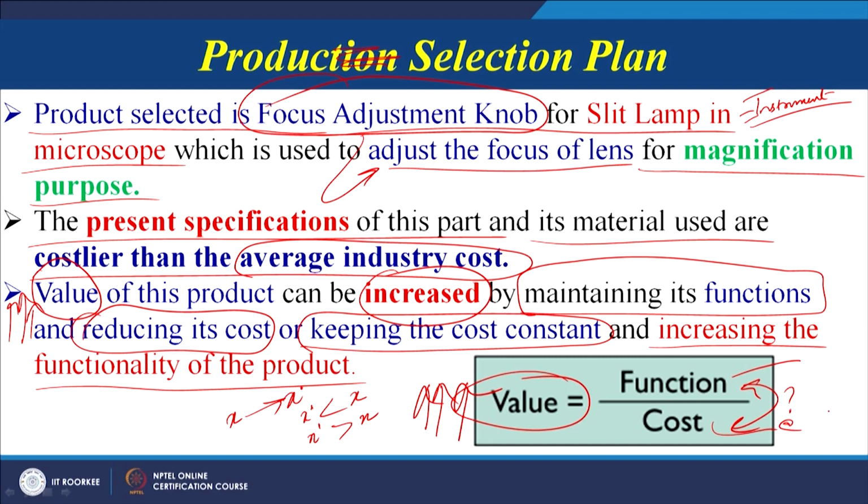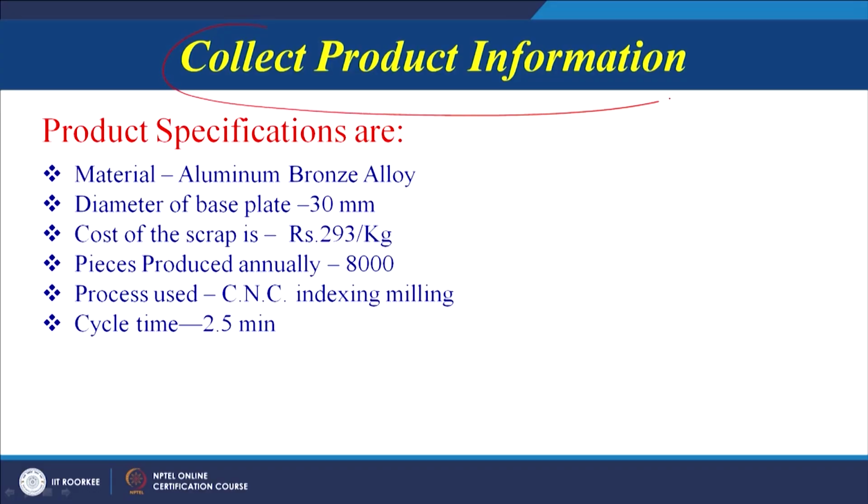So the product is selected, it is a focus adjustment knob, and now we have to see how we are going to tackle this problem. So the first thing is, we have identified the problem, we have found out which part we are going to focus on. Now we have to first collect all possible information related to this product, before the functional analysis. And as we have seen, the phase is product specification. So first is collect the product information.